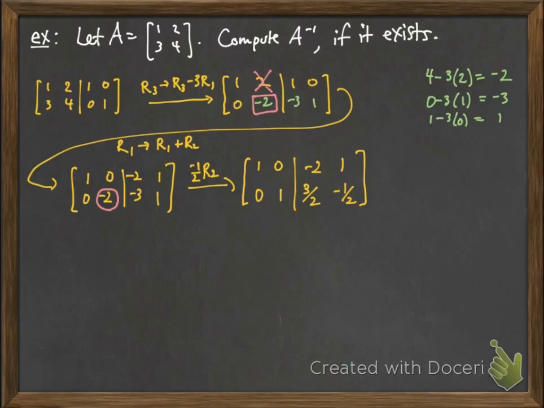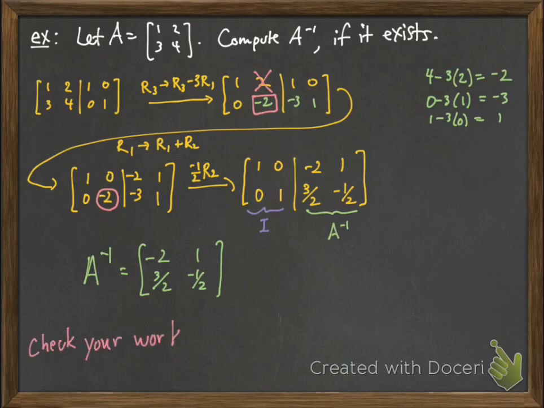And then I end up with the 2 by 2 identity matrix on the left, and on the right is the matrix representing A inverse. So in this case, A inverse is negative 2, 1, 3 halves, negative 1 half. You can always check your work by verifying that A inverse times A is the identity. And we'll see soon that you only have to check it one direction.